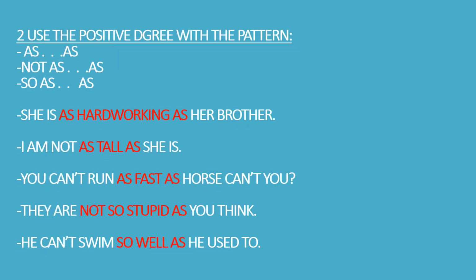There are three comparisons here. You may use as and as, not as and as, so as and as. This is called the positive degree with the pattern. She is as hardworking as her brother. I'm not as tall as she is. You can't run as fast as a horse, can you? They are not so stupid as you think. He can't swim so well as he used to.